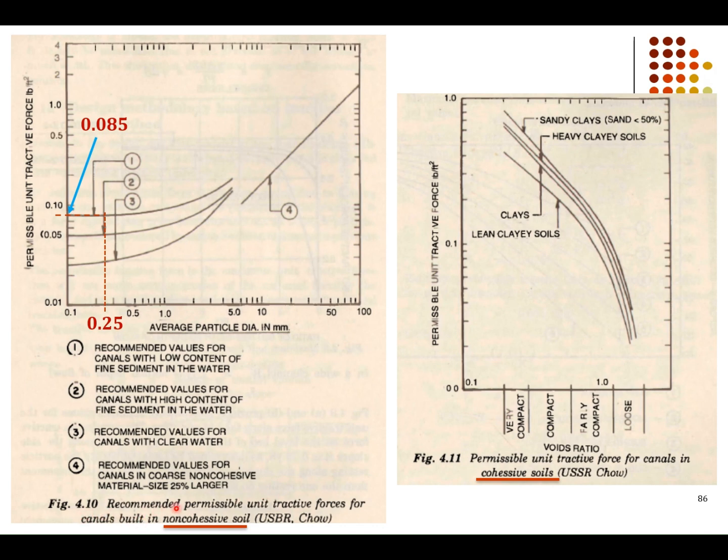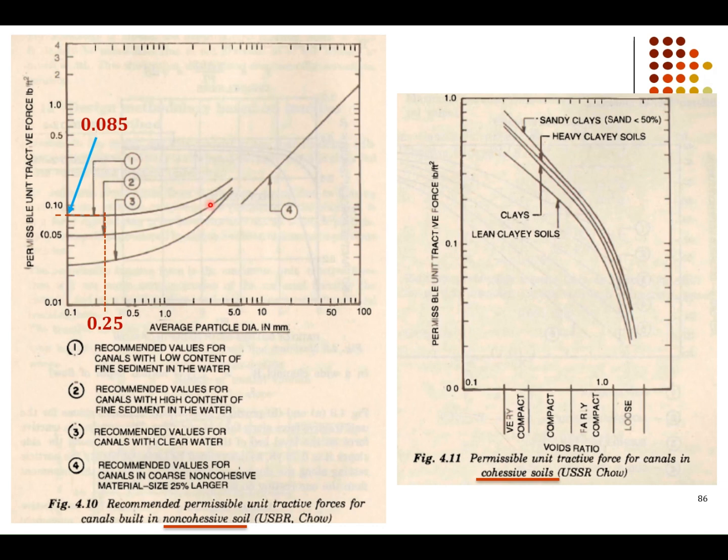Okay, now let's see figure 4.10 and figure 4.11. 4.10 is recommended permissible unit tractive force for canal built in non-cohesive soil, and this one is for the cohesive soil. And you see on the x-axis you have average particle diameter in millimeter, and on the y-axis you have permissible unit tractive force in pounds per foot square. So basically we call it tractive force, but actually it is the stress. The units you see is pounds per foot square.